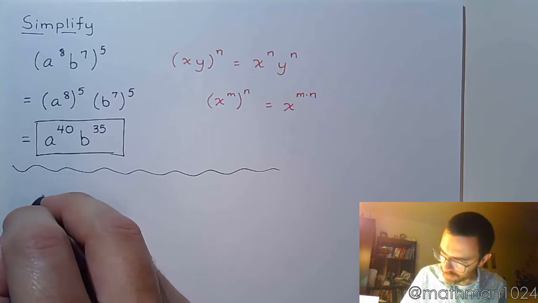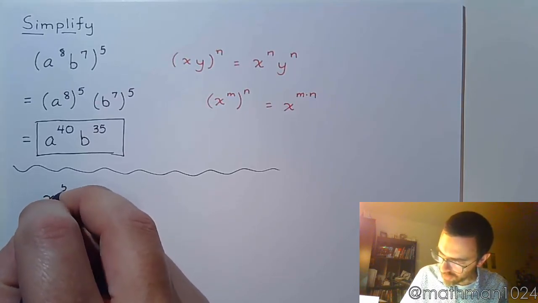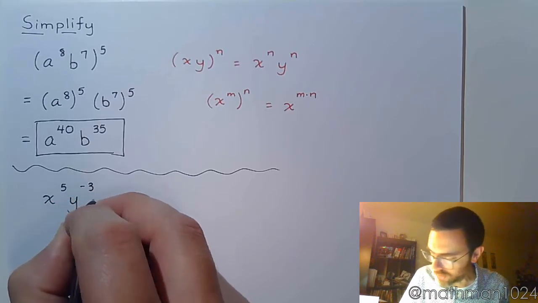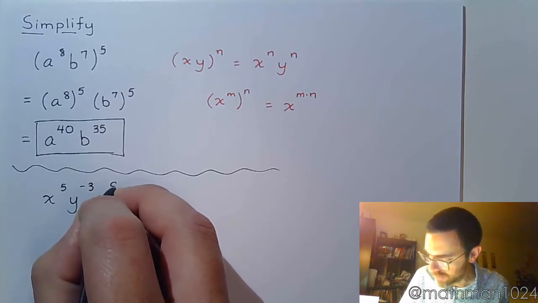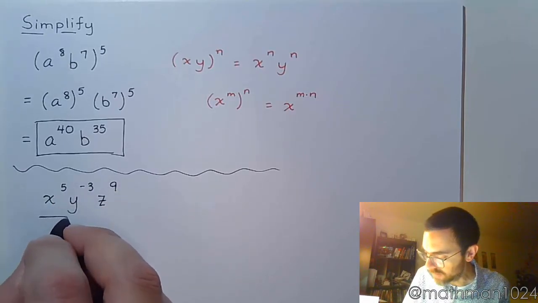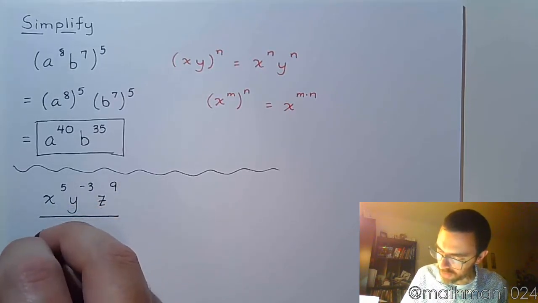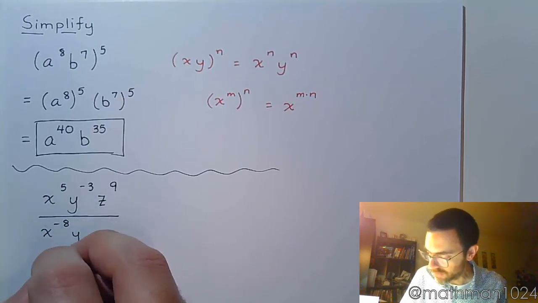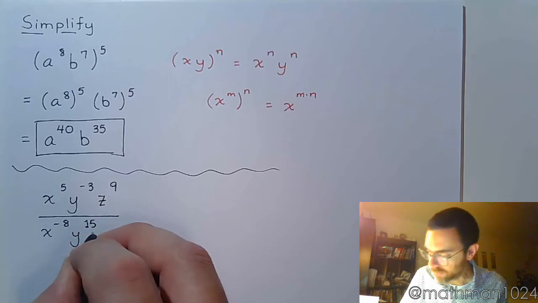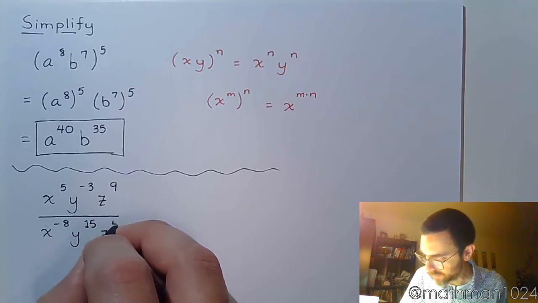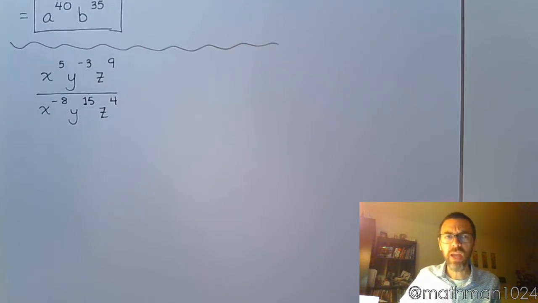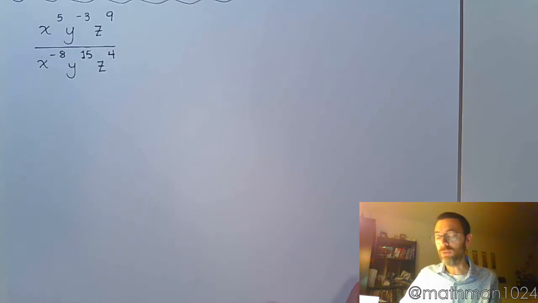And let's look at this next one. We have x to the 5th power, y to the negative 3rd, z to the 9th, all divided by x to the negative 8th, y to the 15th, z to the 4th. Okay, so we have a couple of different ways of doing this one. And you just need to find what is most comfortable to you.